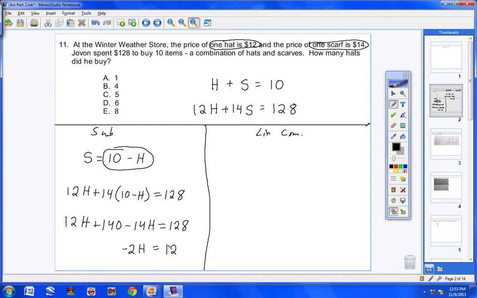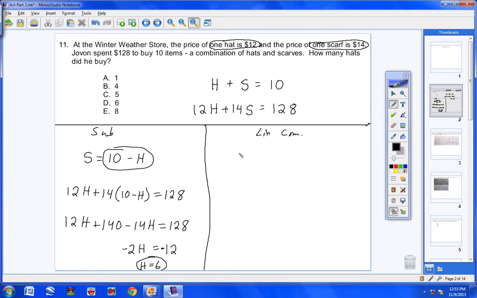Or excuse me, a negative 12, I apologize, negative 12, and then divide both sides by negative 2, and we know that a negative divided by a negative is a positive, so there we go. He bought 6 hats. Now, is that what it's asking for, or scarves? It's asking for hats, so there, we're done, 6 hats.